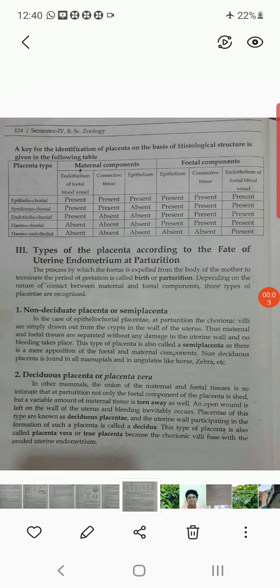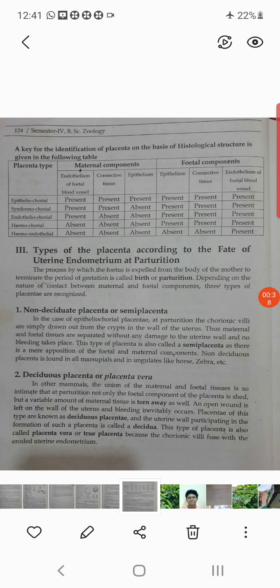Dear students, we are continuing with the types of placenta. Now, in the third type, we see the types of placenta according to the fate of the uterine endometrium at parturition. That means the condition of the cells or layer of endometrium, the innermost lining of the uterus, at the time of parturition, the birth time.